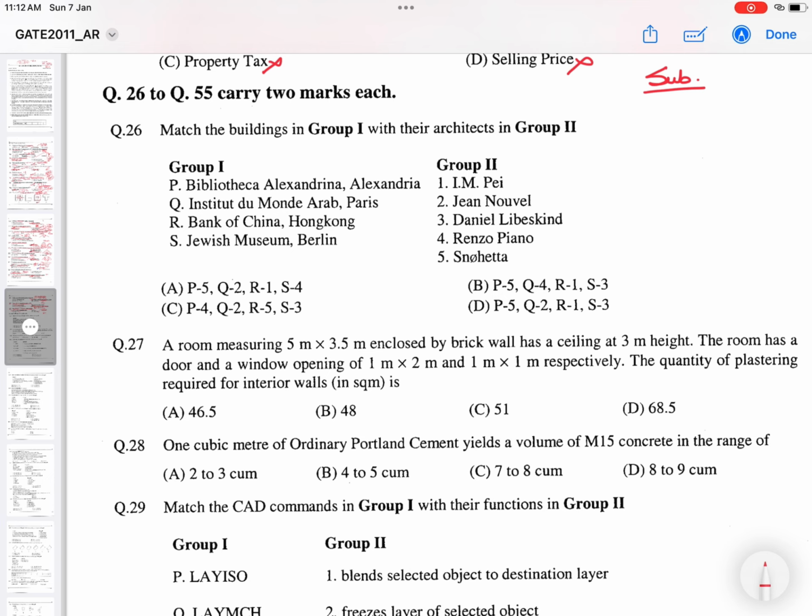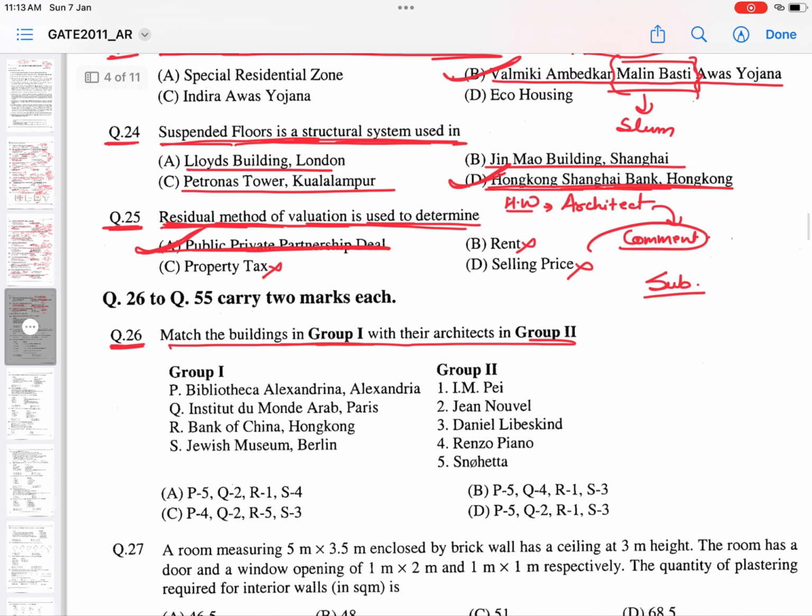Question number 26. Match the building in group 1 with their architects in group 2. I told you before also, these type of questions you may see again in the match the following. If you are seeing this type of question, just read the architects of each and every building. This will be your task. You have to comment it down below.